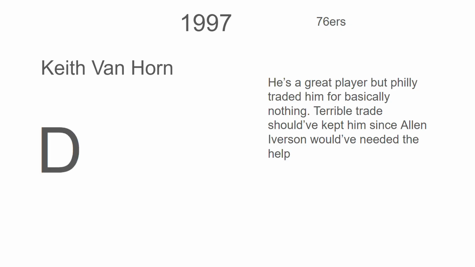1997, Sixers selected Keith Van Horn. The Sixers once again make another terrible decision. They have more upcoming too. But they drafted Keith Van Horn and then traded him to the Nets for literally nothing, even though they could have kept him. Keith Van Horn was an all-star level guy that could have helped out Allen Iverson. That's just terrible news.